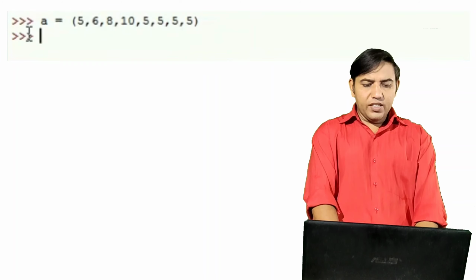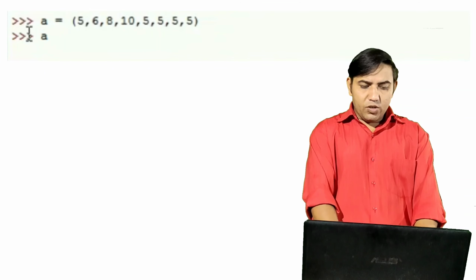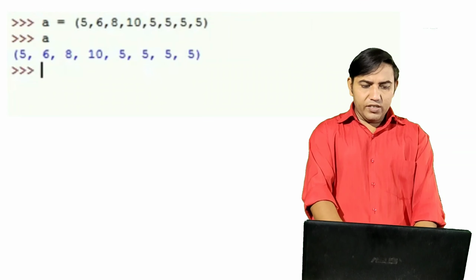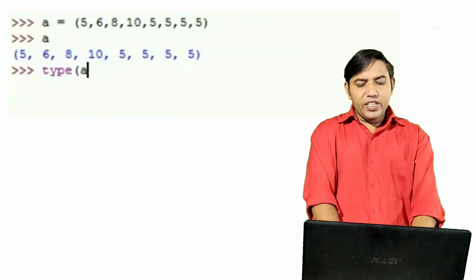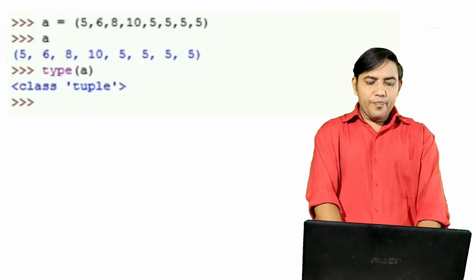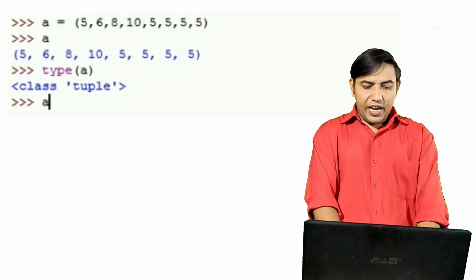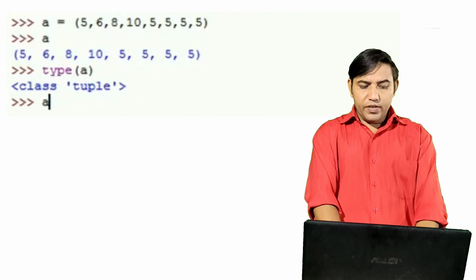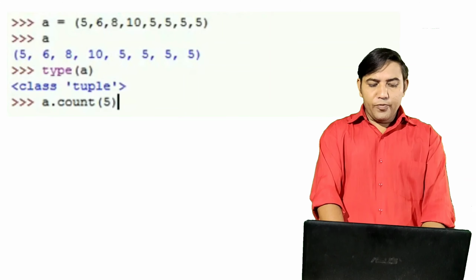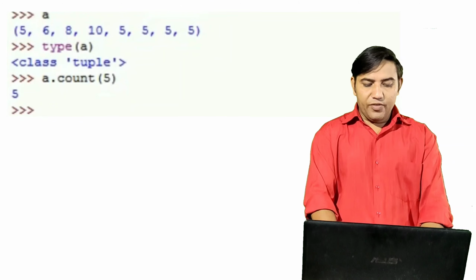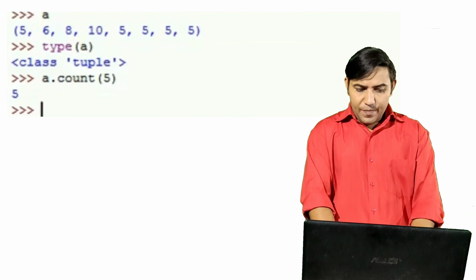So there is one function, count. For a, simply, type of a, definitely it will print tuple. Now simply I'm going to write a.count(5). How many times have I written 5? It shows 5 times I have written it. So you can use the count function. If I am talking about tuple, there are not many functions available in a tuple.